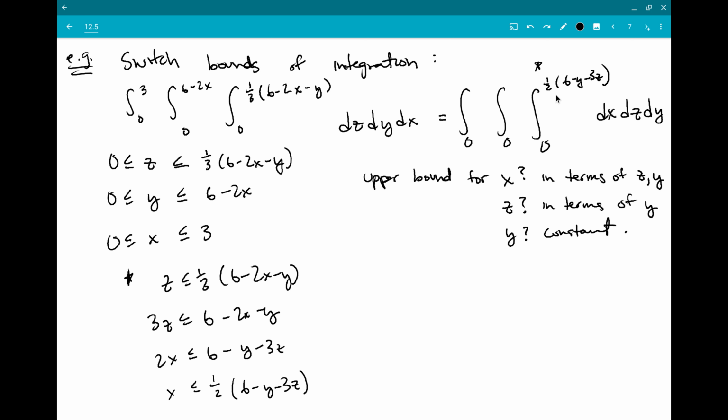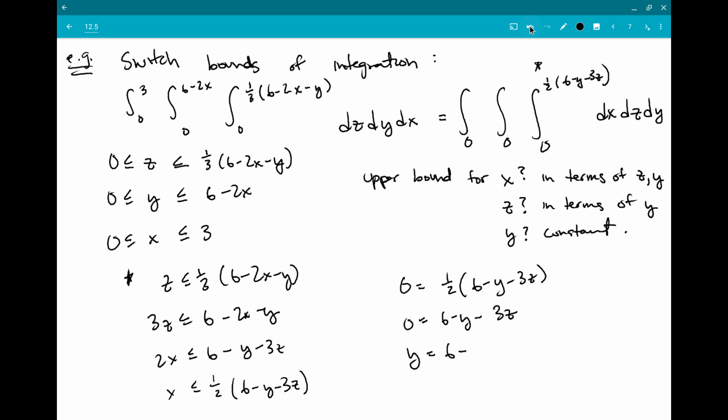So again, we're just going to say, okay, when this plane runs into this x equals 0, I should get a line that tells me how z and y are related. So we say, what happens when 0 is equal to 1/2 times (6 minus y minus 3z)? I'm going to get 0 equals 6 minus y minus 3z. I'm going to get y equal to 6.